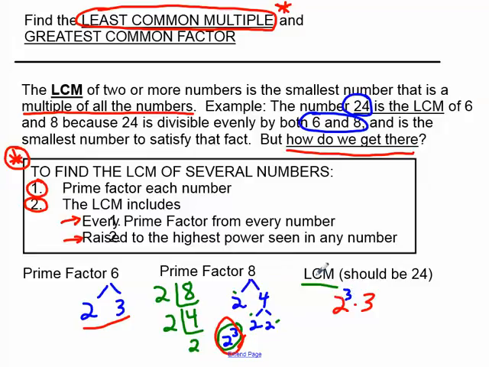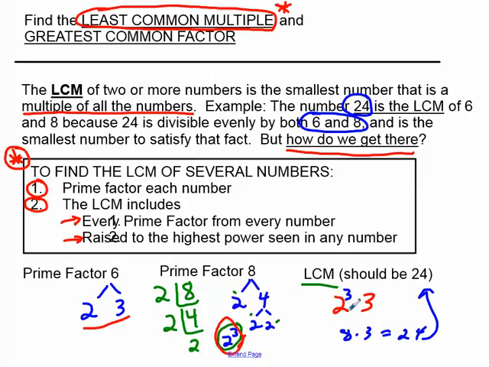So my lowest common multiple includes all the factors in the red from every single number that we've got over here. The blue part tells us we've got to raise each of these factors to the highest power seen in any one of these factorizations. That makes sure that every single factor is listed and to the highest power that we've got. So here's my 2 cubed times 3. 2 cubed is 8, times 3 equals 24, and sure enough, there's our lowest common multiple of 6 and 8.